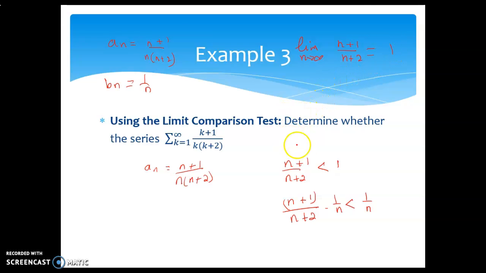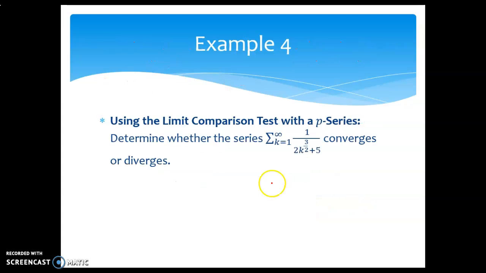Well, if the limit is going to be 1, and I know that b sub n here diverges, that means a sub n will also diverge. This is according to the theorem that we just discussed. Okay, using the limit comparison test, now we have a p-series. Determine whether the series converges or not.